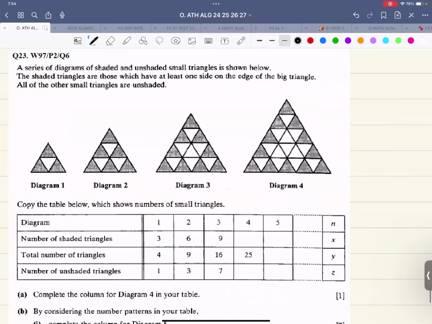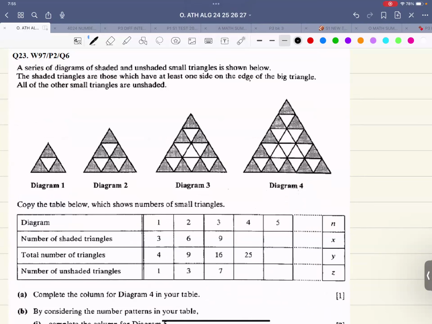And now let me move to this particular question, which is a past paper question. Now let's read this one. It says a series of diagrams of shaded and unshaded small triangles are shown below. So there is shaded, there is unshaded. The shaded triangles are those which have at least one side on the edge of the big triangle. So which ones are the shaded ones?